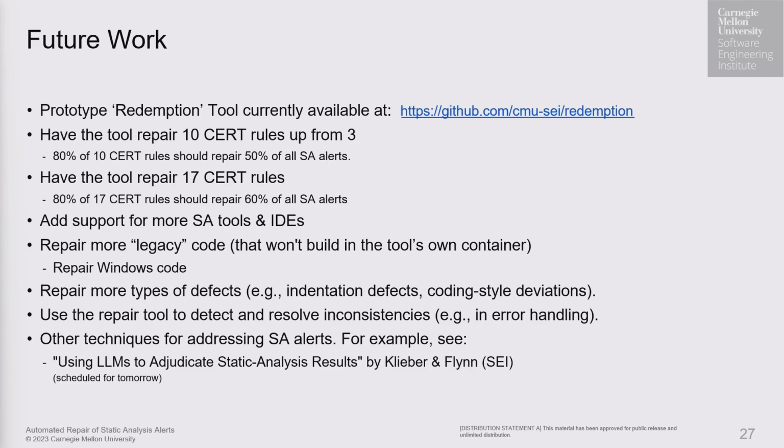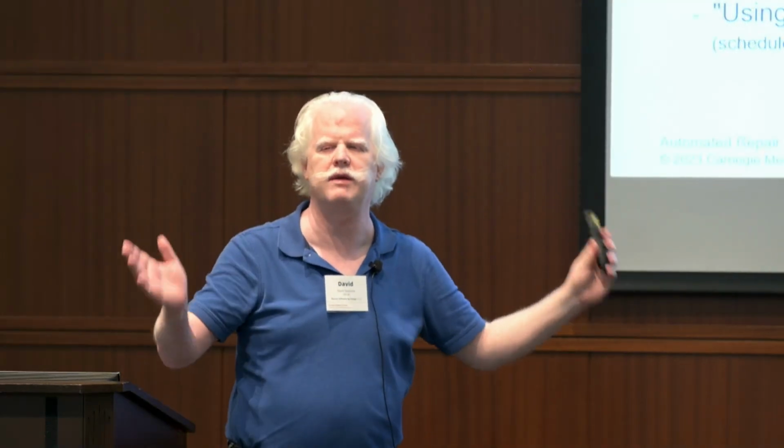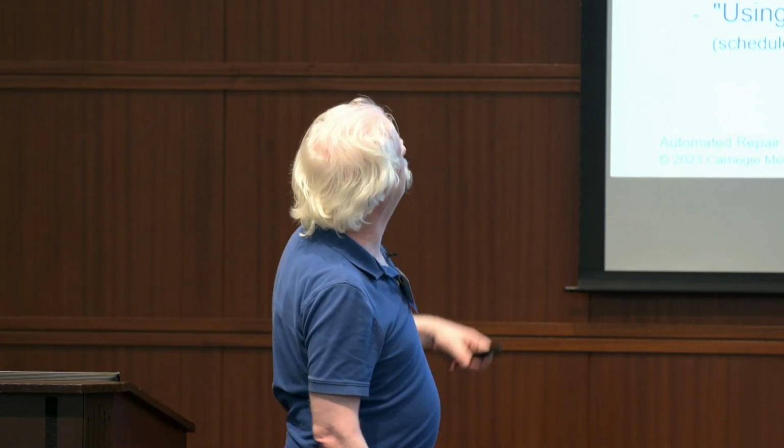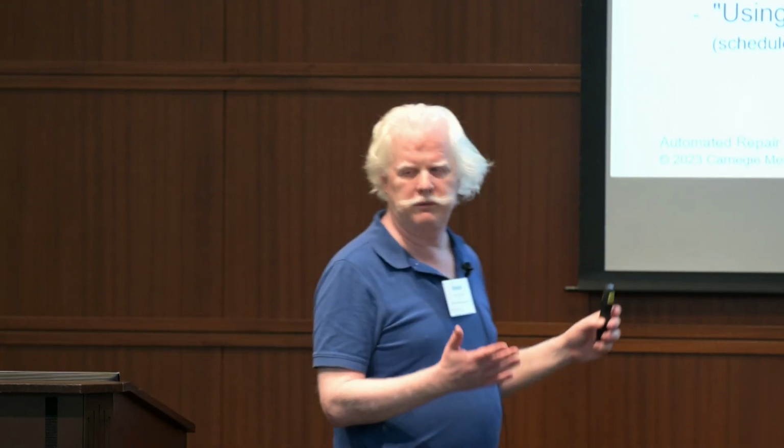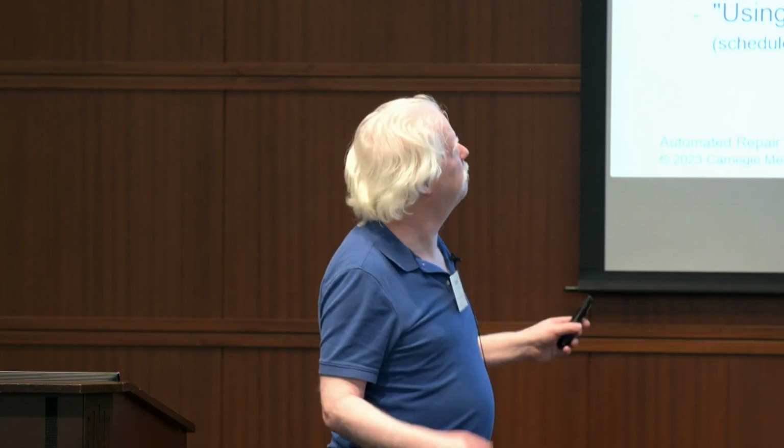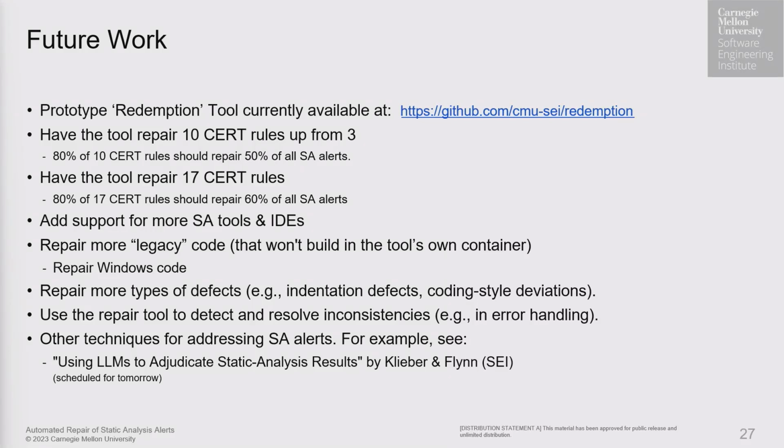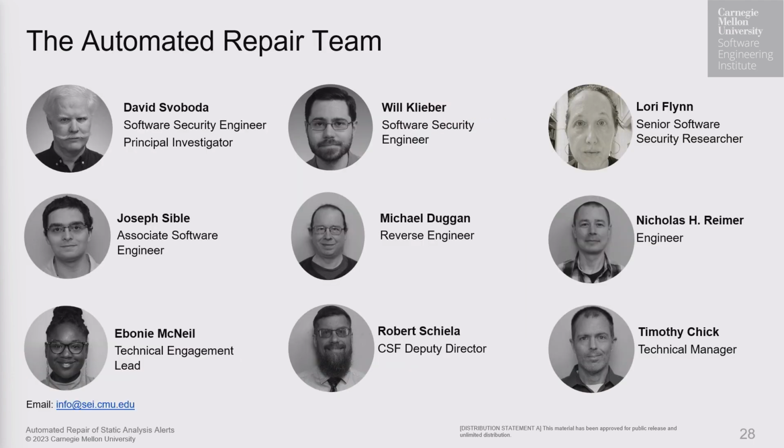The code itself is open source. We're interested in more collaborators, more people playing with it, looking at it. The code is available on GitHub right there. And there's a whole bunch of more things we want to do. Doing repairs of 3 categories is good. Doing repairs of 10 categories would be better. Doing 17 would be even better. And we would love to do that work. We'd love to support more CERT rules. We'd love to support CVEs, MISRA rules, whatever. We can also add support for more static analysis tools. And we can work on the ability to repair legacy code. Okay, and that's pretty much it.